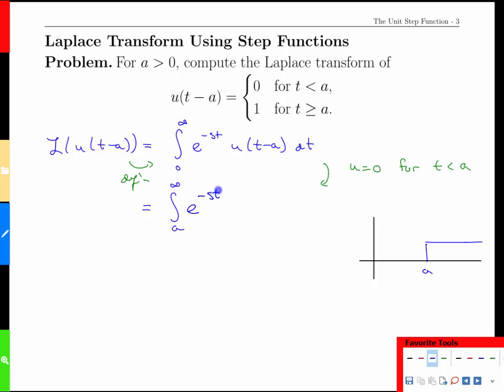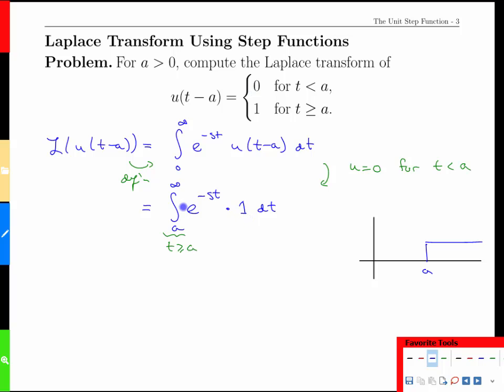We still have the e to the minus st. Now what do we put in for our u? Well, if we're talking about this region here, we're talking about t always larger than a. Well, if t is larger than a, then our function now is just 1 on that interval. So by changing the interval, we can replace the u part with its simpler version 1 because we know we're only concerned with t larger than a. When t is less than a, we get no contribution to the integral. We could throw that away.